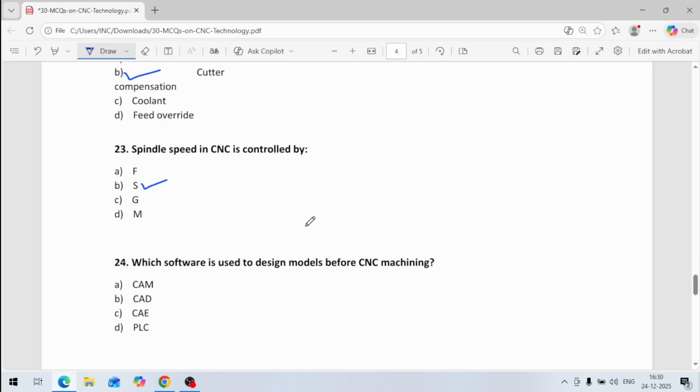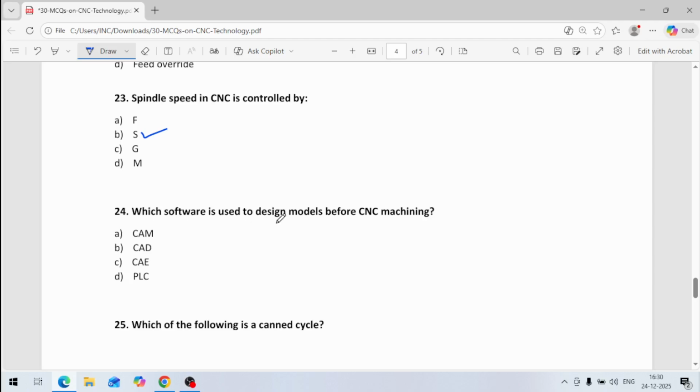Next question is which software is used to design the model before CNC machining? Before CNC machining, we have to design the model on CAD software. Before CAM, we have to go to CAD. So B is the answer, CAD. Because CAE is computer aided engineering, and it is not PLC. So it is only CAD, computer aided design.